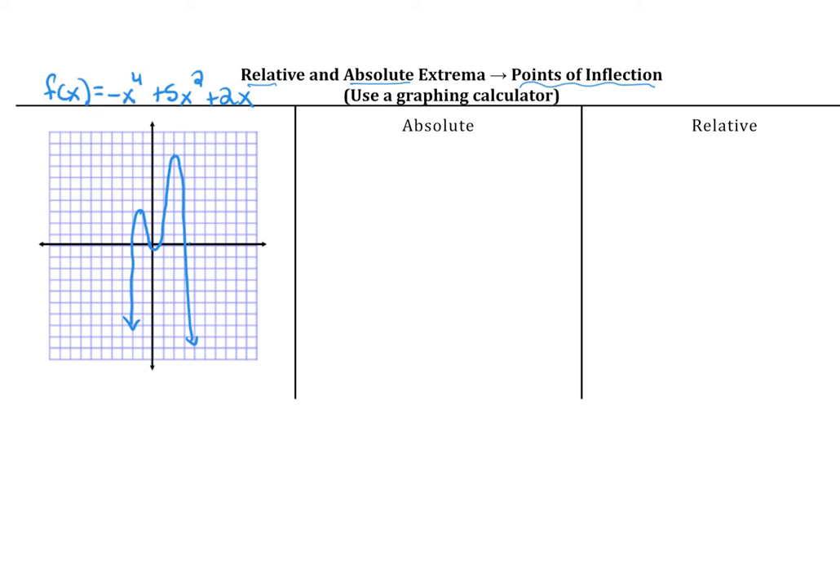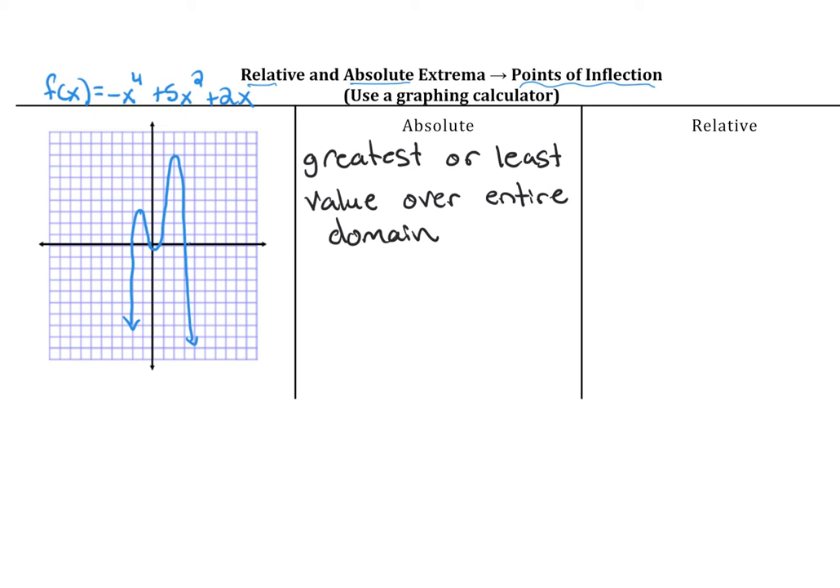So here I did just a quick sketch of that function. I don't need to be super exact right now, but do your best to make it look good. So the idea of extrema would be like the highest or lowest point. If you want the full definition, an absolute extrema would be the greatest or least value over the entire domain. So if you look at this graph, this right here is the top point. That is called an absolute maximum point. And because these go down forever, there is no absolute minimum.